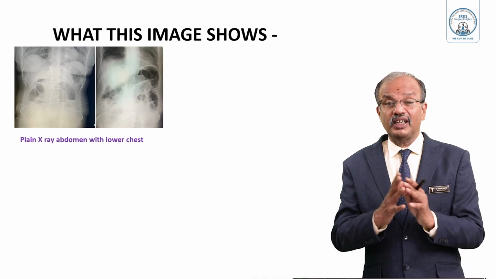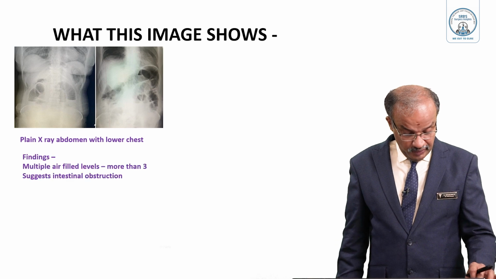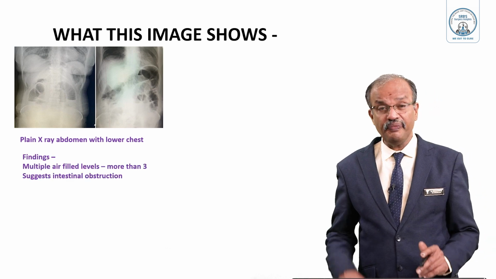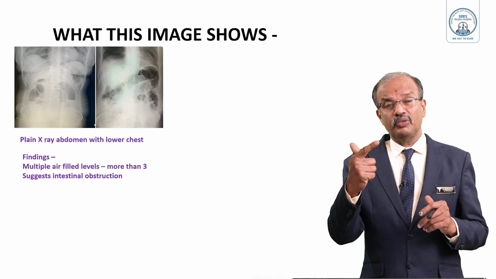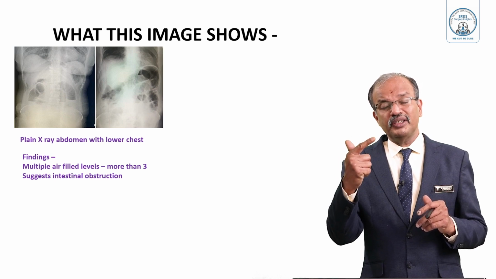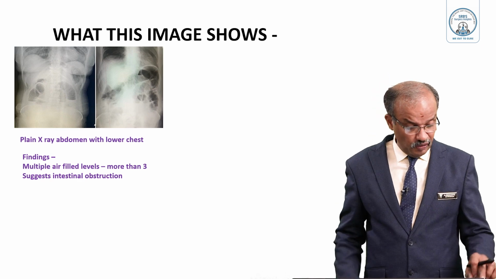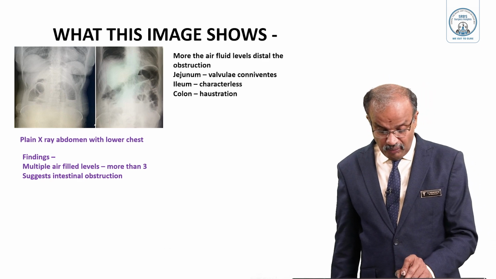So by looking at the X-ray as such, these are the features. So findings: multiple air fluid levels. Remember, more than 3 suggests intestinal obstruction. Normally fundus shadow 1, duodenal 2, and a third may be there in the cecum. Anything more than 3 suggests dynamic intestinal obstruction. So the more the air fluid levels, the more distal the obstruction.